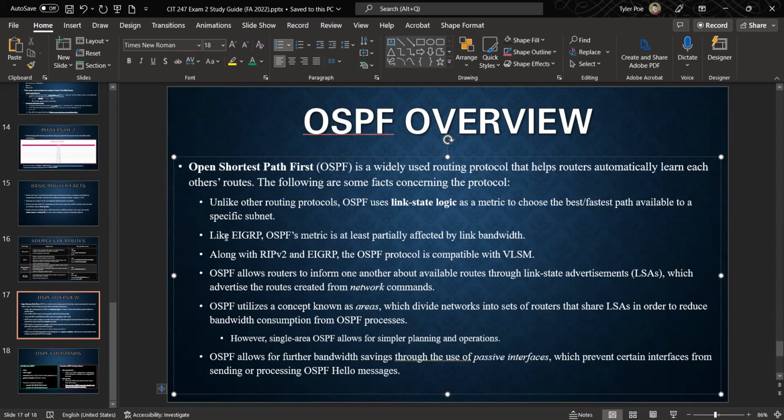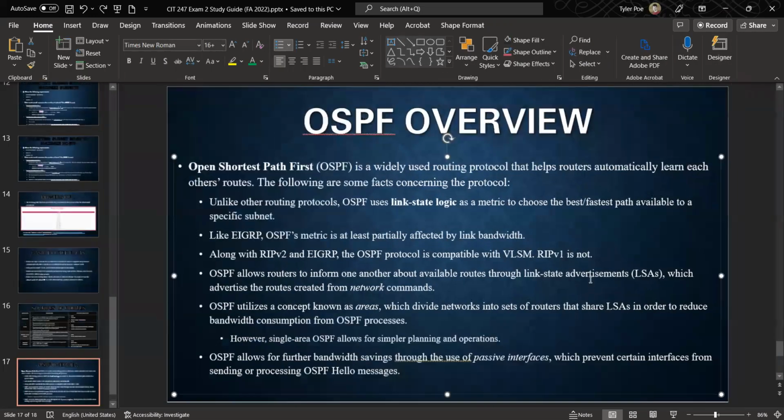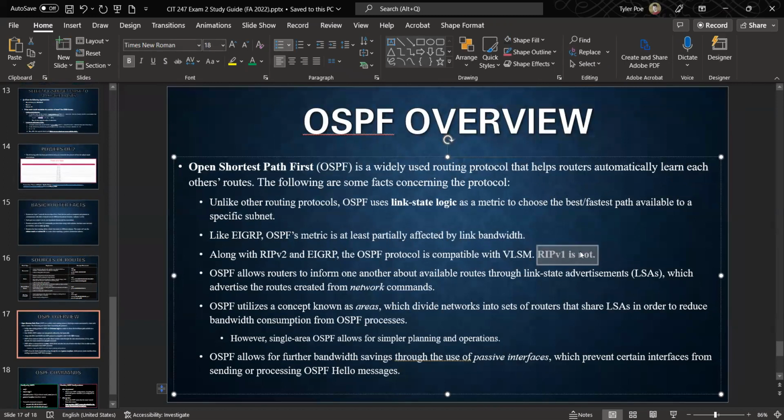Now, other routing protocols are included here. You might be tested on them as well. You might get a question on routing protocols in general. Pay attention to what I include in these lines. They're most likely going to be the answers to your questions. Along with RIPv2 and EIGRP, OSPF is compatible with VLSM. RIPv1 is not. So yeah, that's important. Whoops, my apologies. RIPv1 is not VLSM compatible, just to let you know.